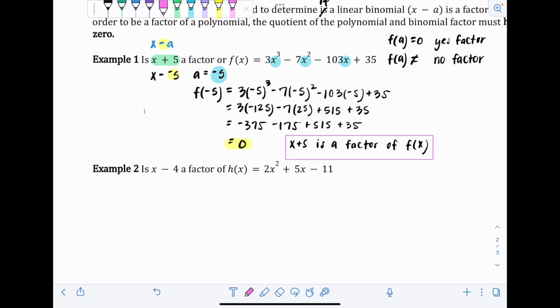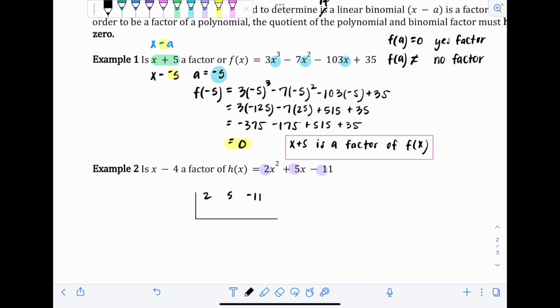Okay, and you can always use long division to check, but that's probably the longest process that you can use. The faster one is using synthetic, so that's what I'm going to do for number 2. For synthetic, we set up that open box. The coefficients go across the top. So this is a 2, a 5, and a negative 11. So 2, 5, negative 11.